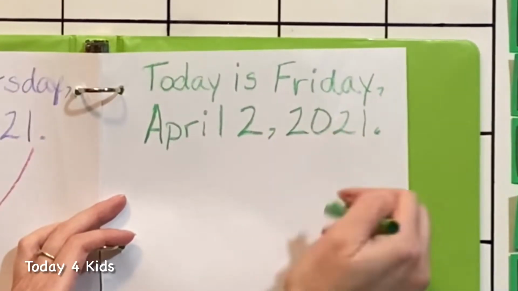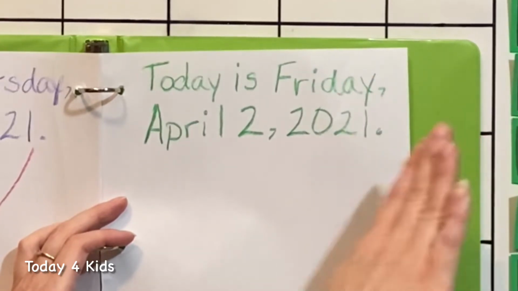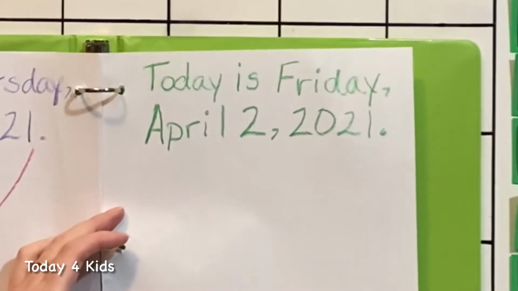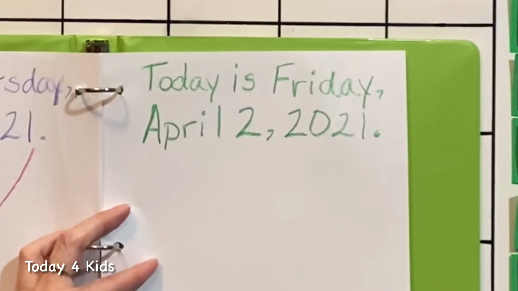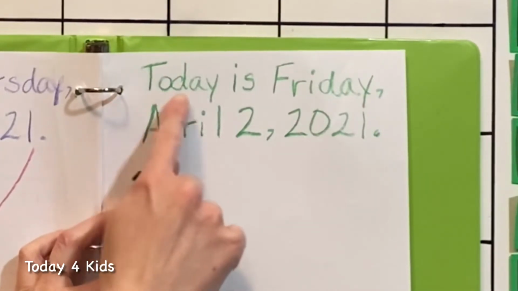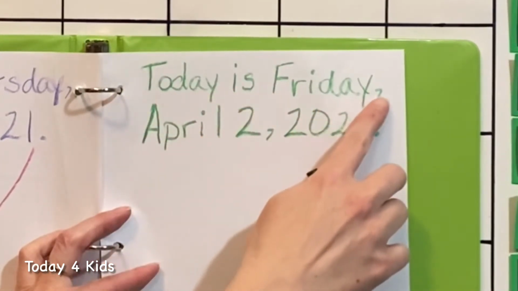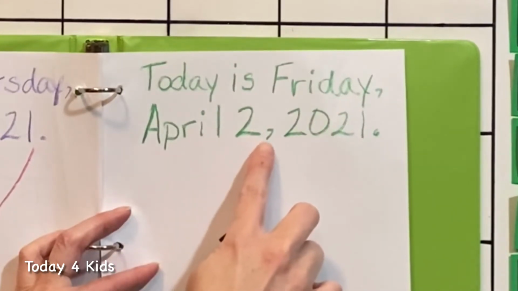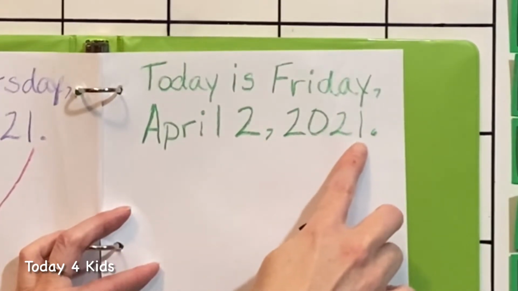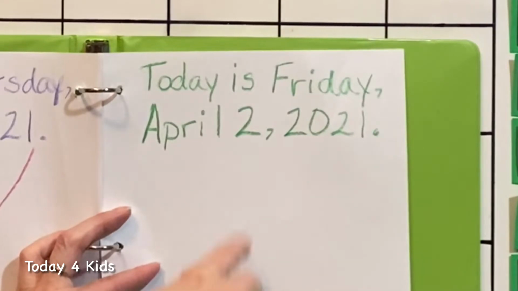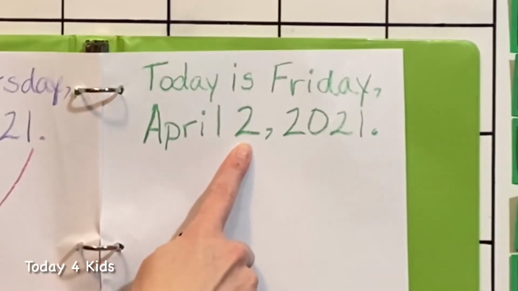2021, and then a period. And that period reminds us to stop. There's nothing else to say in our sentence. Will you say the whole sentence with me? Let's say it together. Today is Friday, April 2nd, 2021.